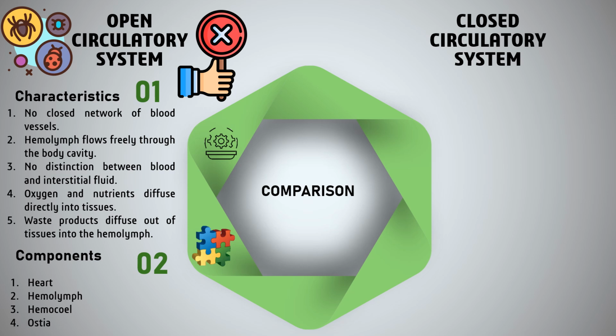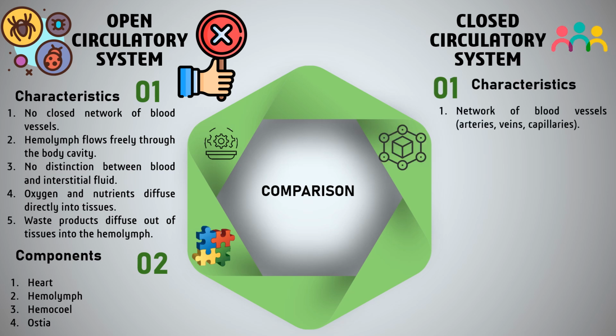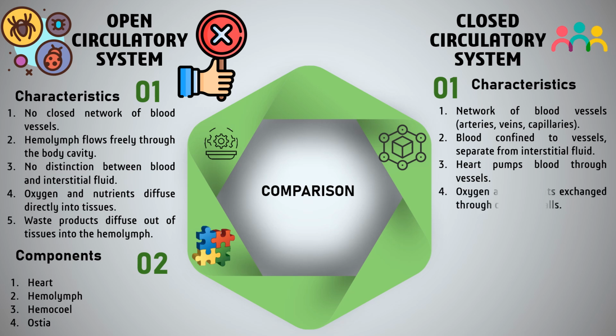The closed circulatory system is the one in which blood is always contained within vessels as found in man. It is characterized as having a network of blood vessels, arteries, veins, capillaries. The blood is confined to vessels, separate from interstitial fluid. The heart pumps blood through vessels.